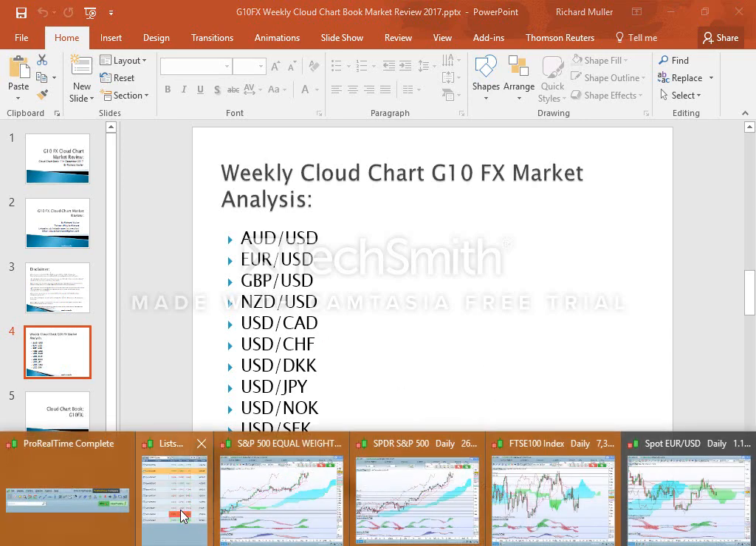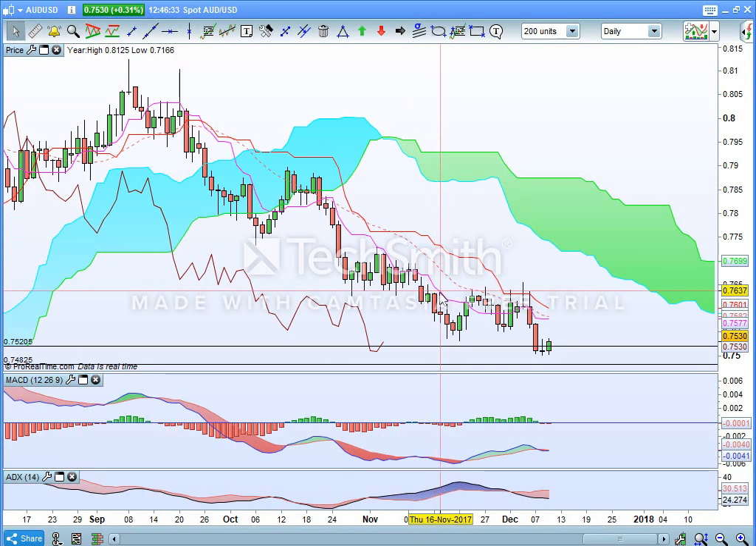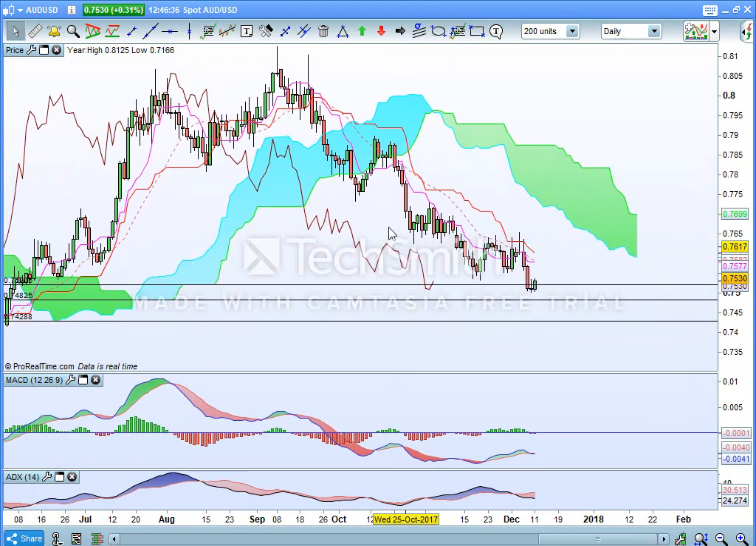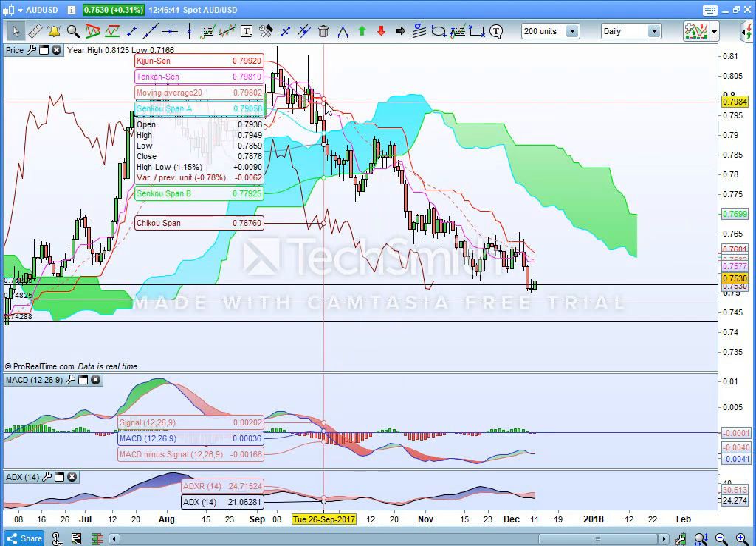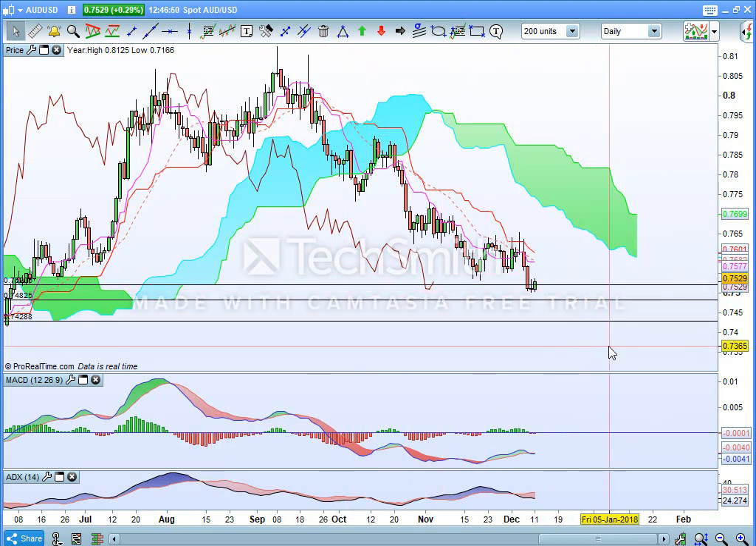Jumping straight into the pro real-time platform, starting with the Australian US dollar. We can see we're in a steady decline since sliding through the bottom end cloud chart support level here. We've had the sell signal on the top end of the cloud here. We've not yet had a buy signal. The price, the Australian dollar, is getting pretty close to our long-term targets.